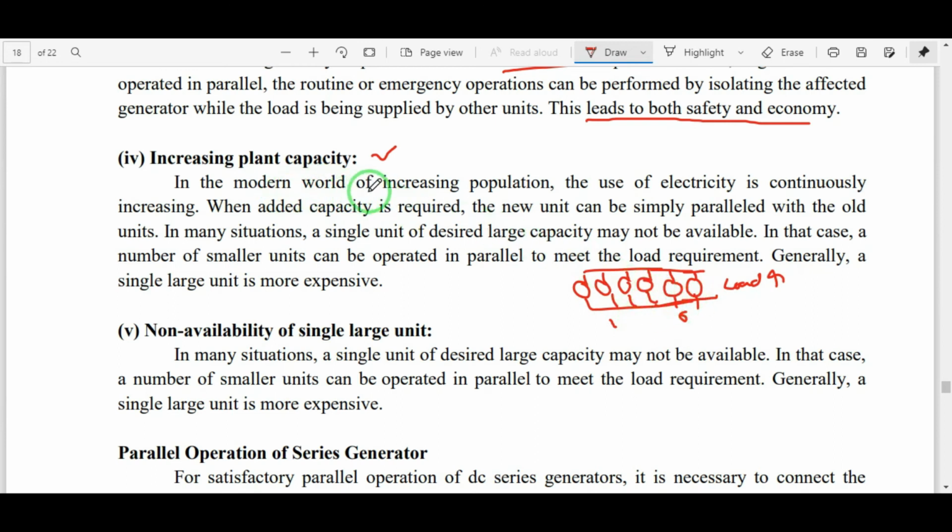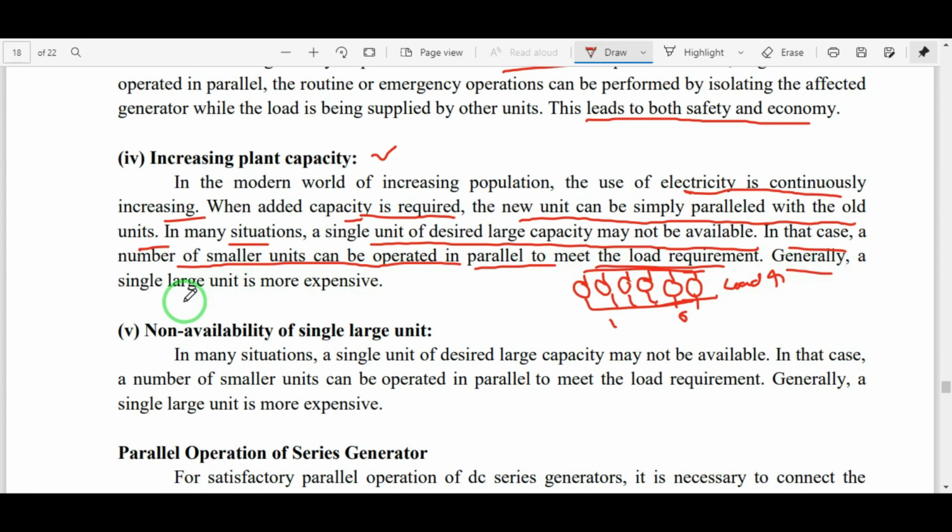In the modern world of increasing population, the use of electricity is continuously increasing. See here, when added capacity is required, the new unit can simply be paralleled with the old units. In many situations, a single unit of the desired large capacity may not be available. In that case, a number of smaller units can be operated in parallel to meet the load requirement. Generally, a single large unit is more expensive. So this is one of the most important advantages.